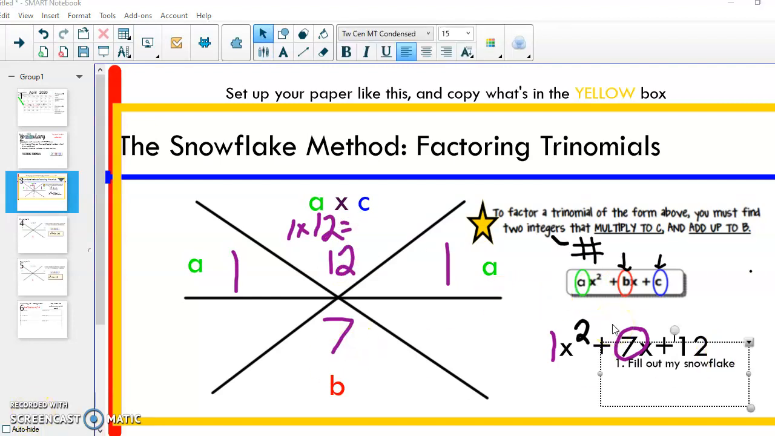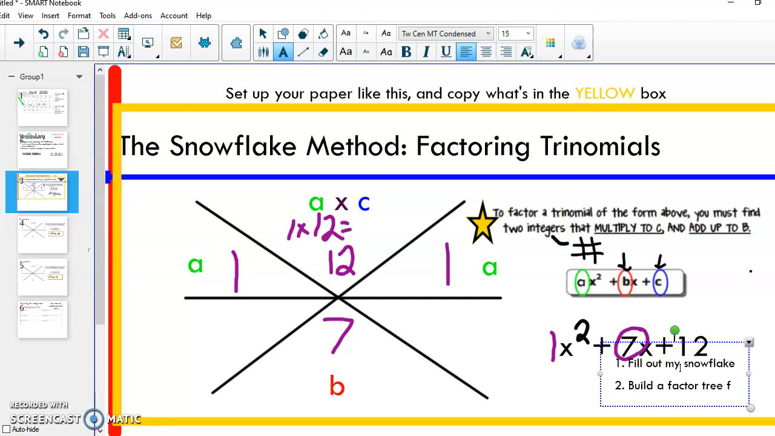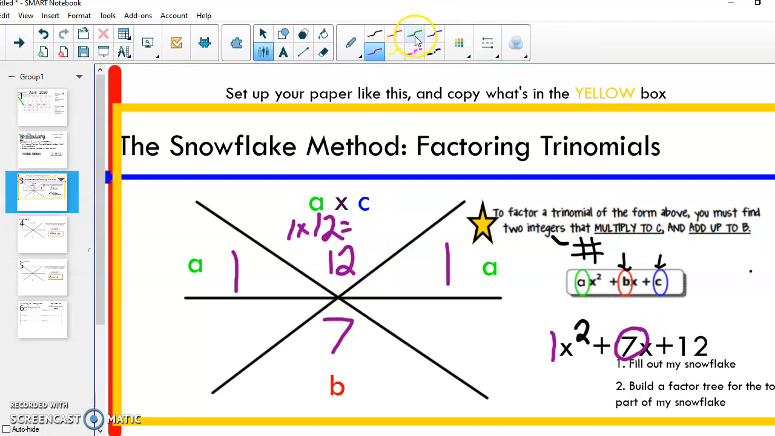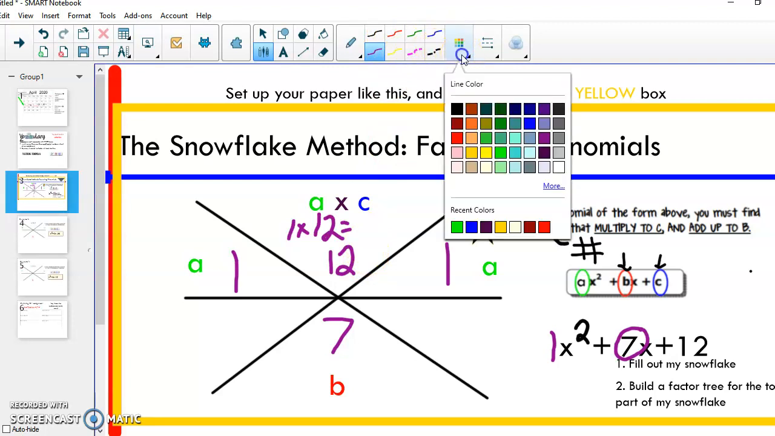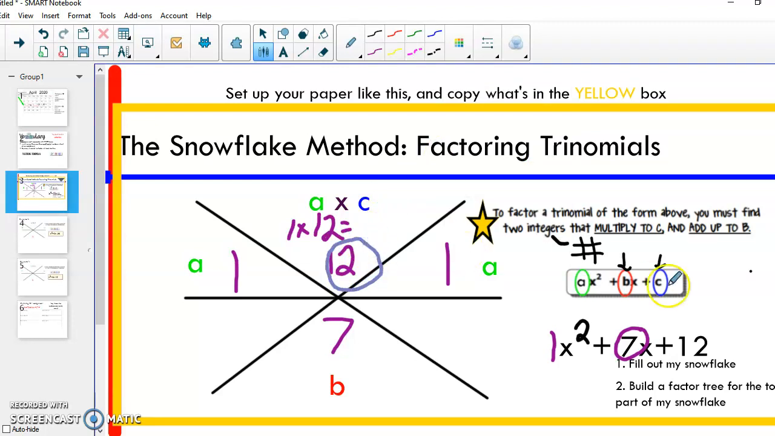Now that I've filled out my snowflake, I'm ready to move on to step 2. And step 2 is going to have me build a factor tree for the top part of my snowflake. So the top part of the snowflake that I'm going to focus on here is the 12. So let's pick a color that we haven't used yet. The top part of my snowflake here is the 12, so I need to build out a factor tree. I need to think about what terms multiply to give me 12. So I'm going to do that over here on the side.